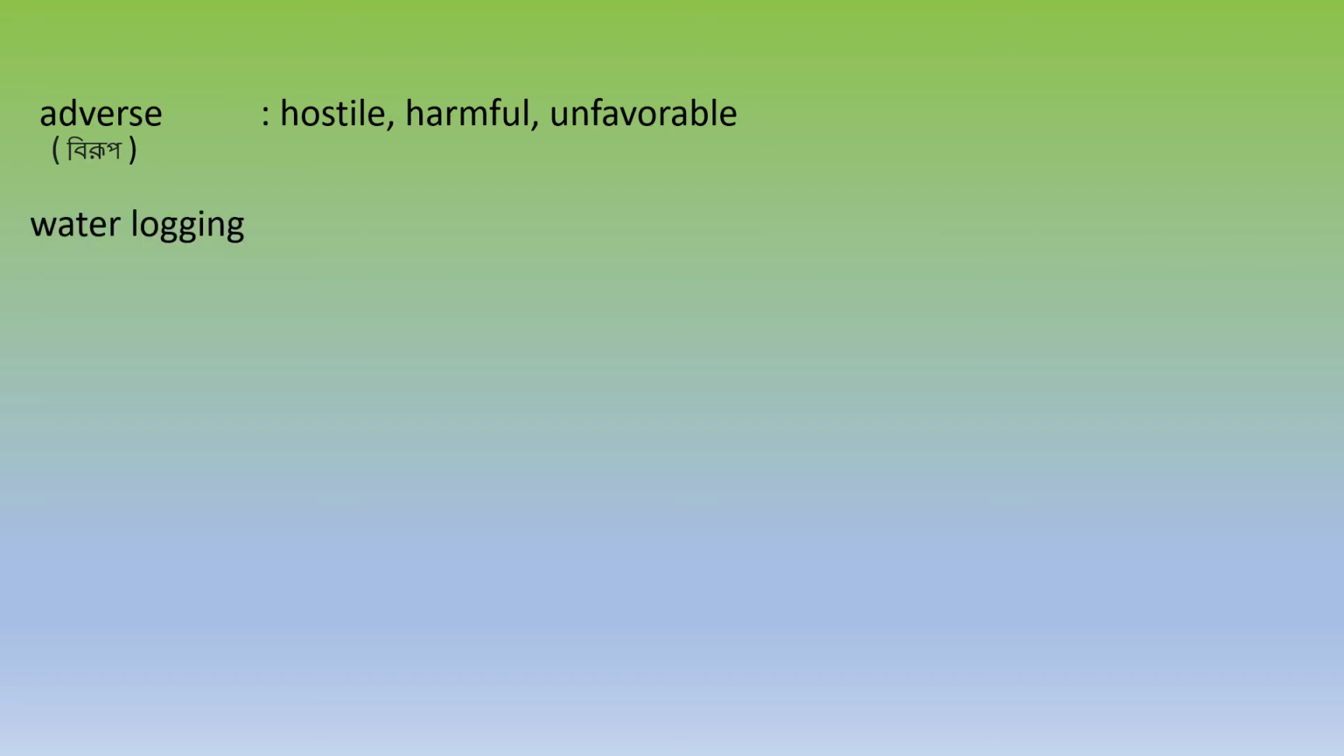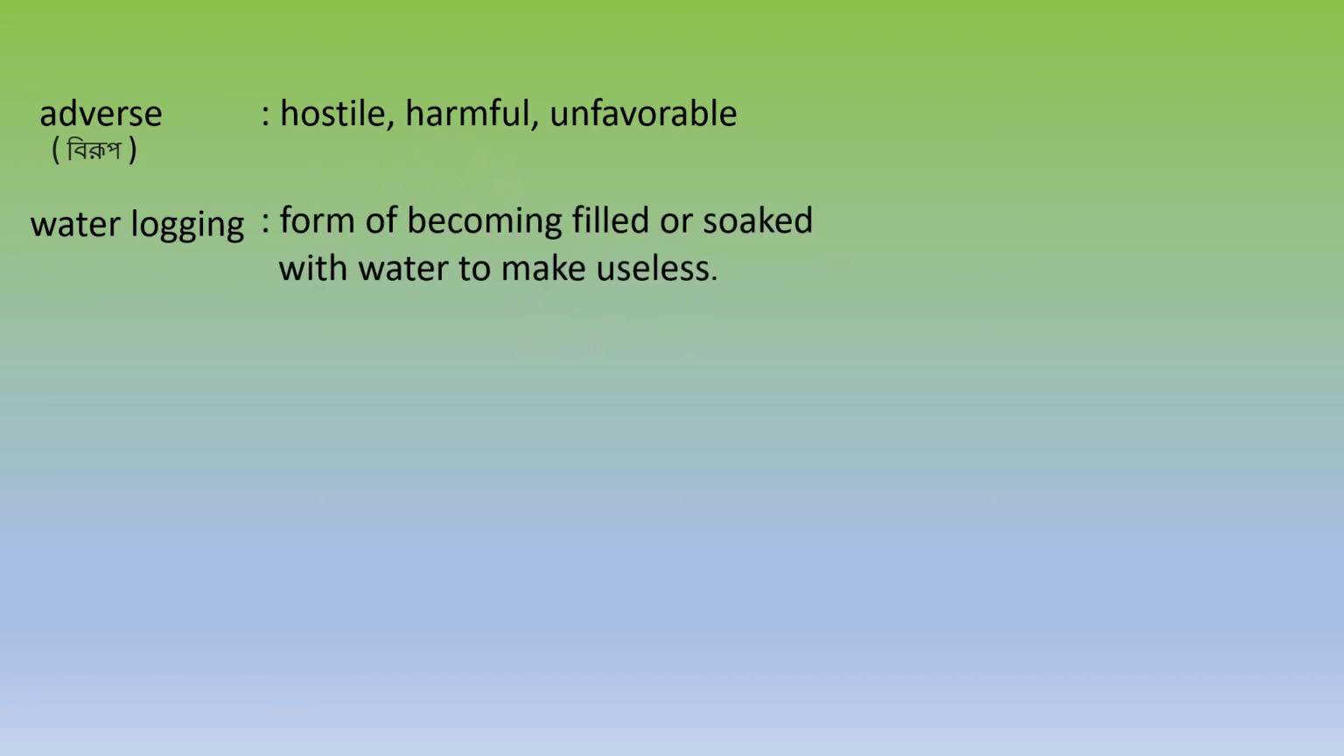Students, now let us discuss about some words related to global warming and climate change which will help you to understand the text more easily. Adverse meaning hostile, harmful or unfavorable. Bengali meaning is birup. Waterlogging meaning form of becoming filled or soaked with water to make something useless. In Bengali it is jalaboddhota.